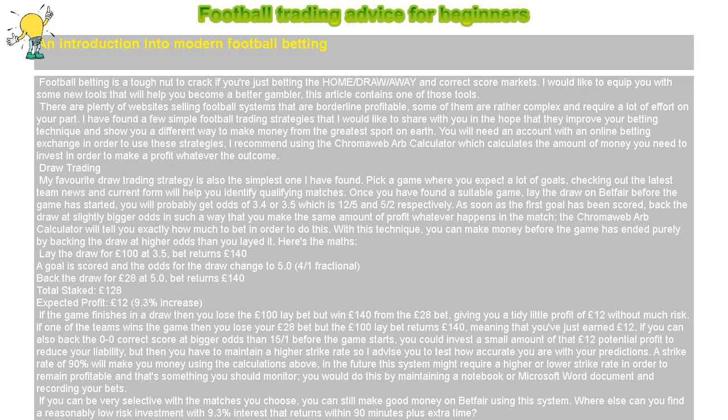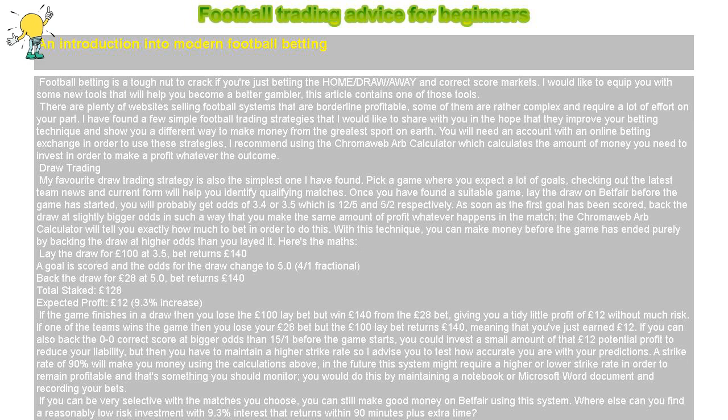Football betting is a tough nut to crack if you're just betting the home/draw/away and correct score markets. I would like to equip you with some new tools that will help you become a better gambler. This article contains one of those tools.